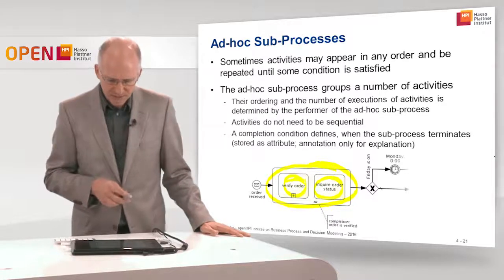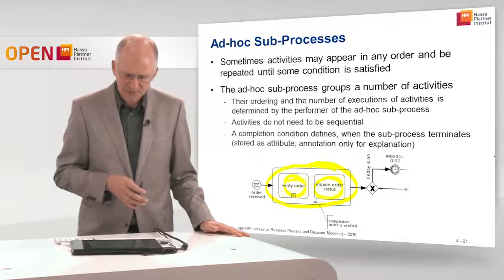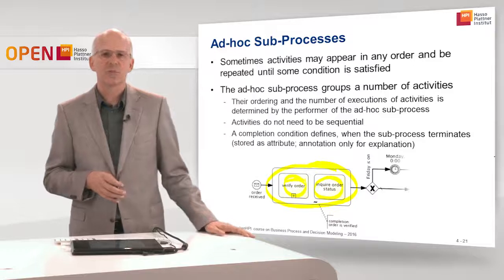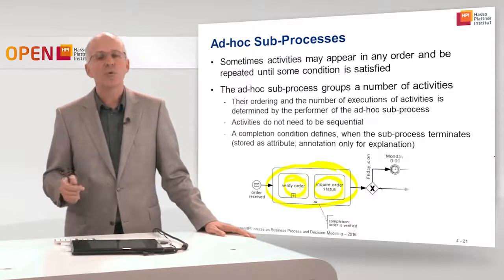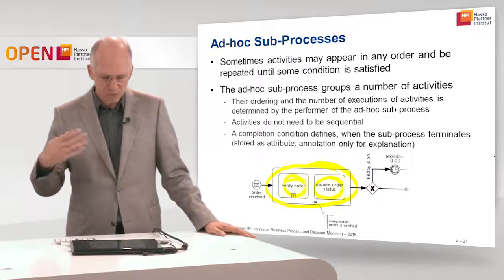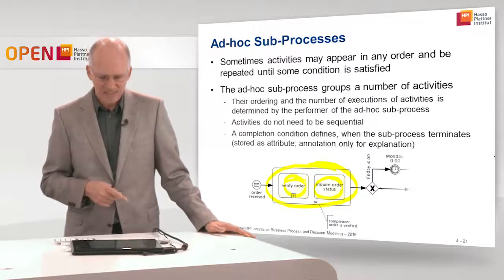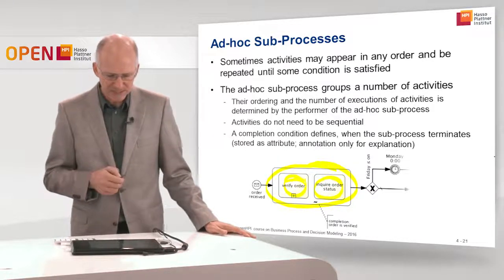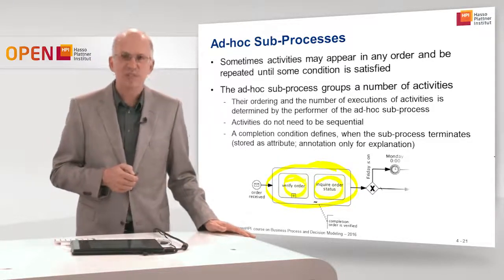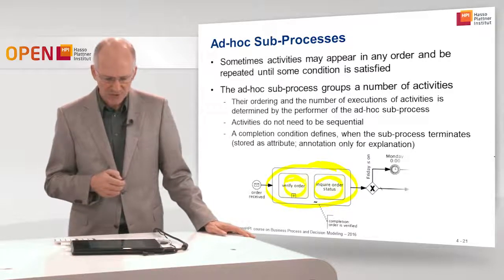The ordering and the number of executions is determined by the performer of the ad hoc subprocess. So even inquire order status can be started multiple times. I can inquire often about the order status, and this, of course, is what we also see in real-world processes. And the activities do not need to be sequential, they can overlap each other.